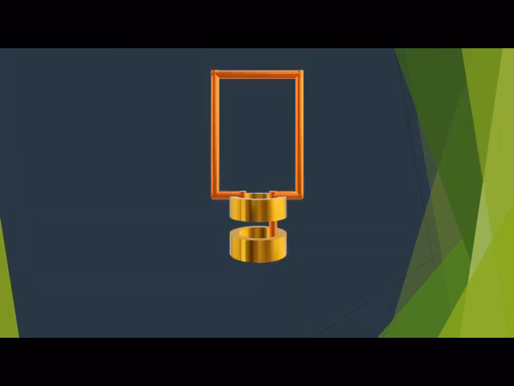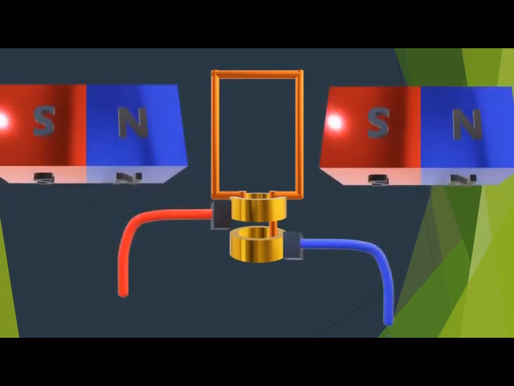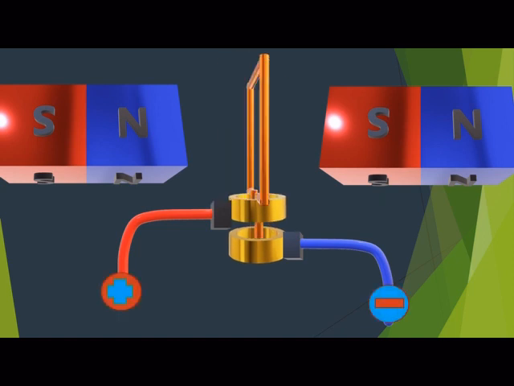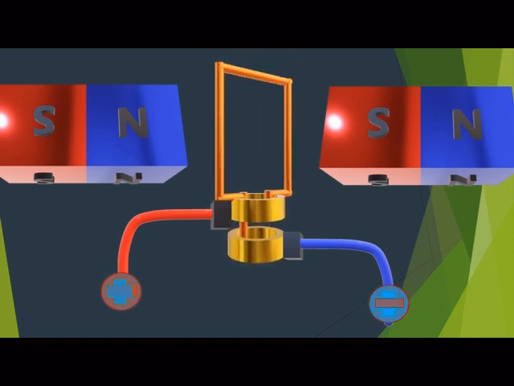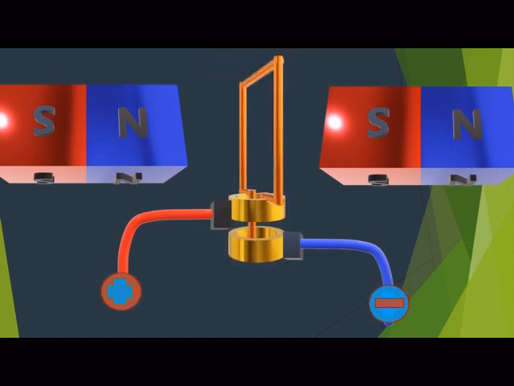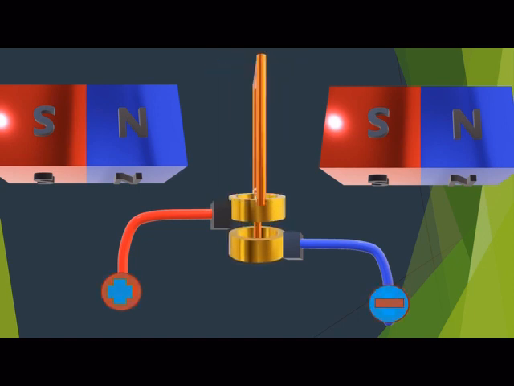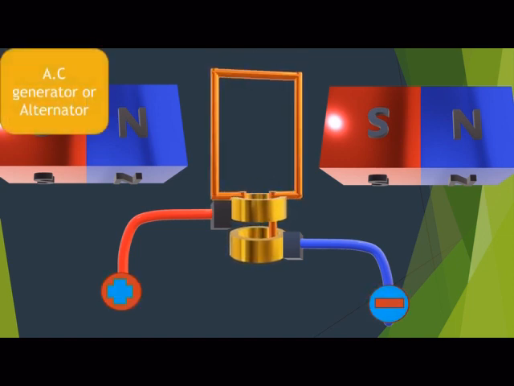On the other hand, if you want to produce AC current, you just need to replace the split rings with slip rings. Slip rings are ordinary rings which provide electrical contact and do not change the direction of current every half cycle. With such a setup, the current which is produced by the rotating coil is alternating in nature, and hence it keeps changing its direction every half cycle. This is an AC generator or alternator.